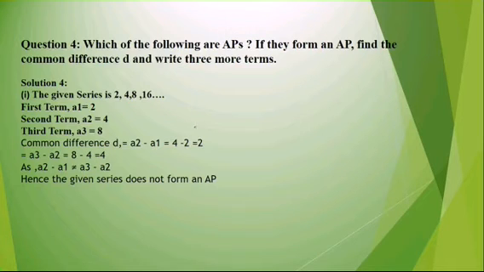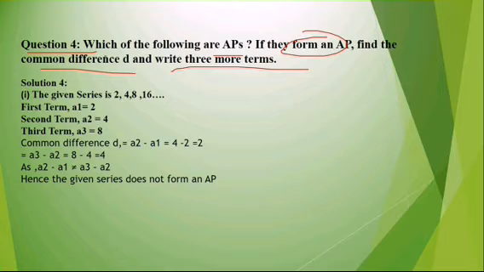We have question 4, that is, which of the following are APs? If they form an AP, then find the common difference D and write 3 more terms. Here they have given some series and we need to check whether they are in AP or not. If they form an AP, then we need to find the common difference and write the next 3 terms. So let's start with the first question.